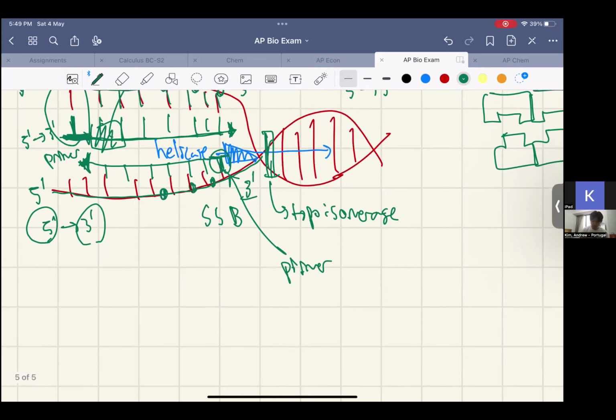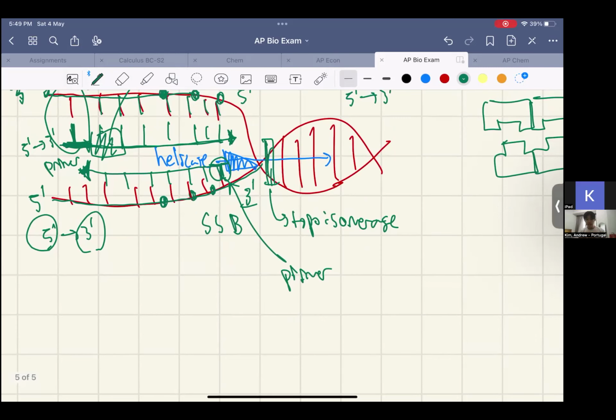So for now, just remember how helicase rips DNA, how topoisomerase stops the DNA from uncoiling, and SSP proteins stop the DNA from sticking back to each other. Primer is the starting Lego block, and DNA polymerase is the thing that adds new Lego blocks to this structure, to the starting Lego block or primer.